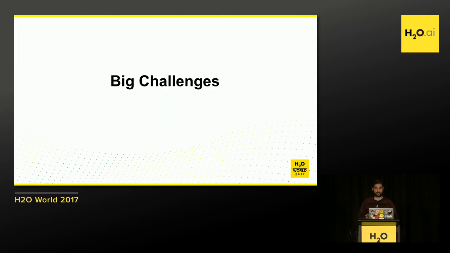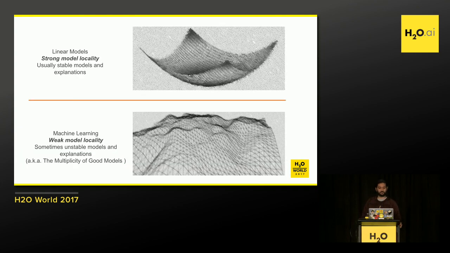So let's talk about some of the big challenges. With linear models, we get strong model locality, which means the models and explanations are stable. Think of a typical linear regression case. The coefficients are understandable, and the model itself is understandable, so you're able to explain things: an increase in x by this much gives an increase in y by this much, or vice versa. With machine learning, most of the time we get approximate explanations for exact models. We get models that fit very complex curves and complex data sets, but it's very hard to explain those models just out of the box. That's why we call it a black box model. It's very difficult to explain, actually, most of the time.